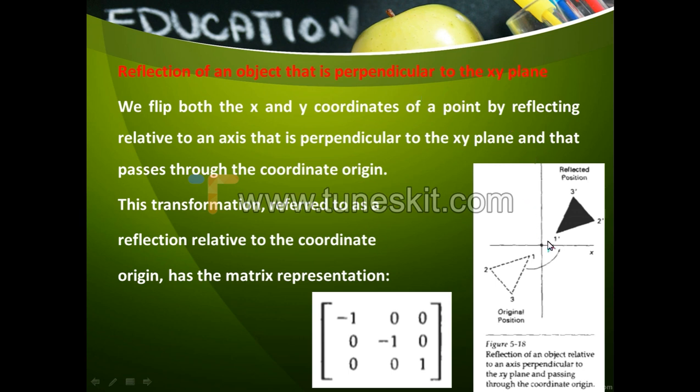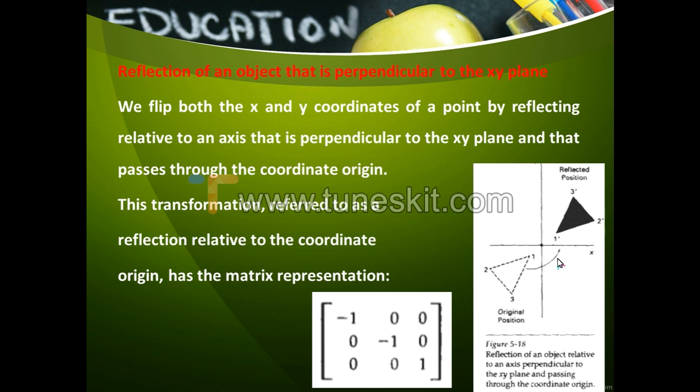Perpendicular to the xy plane and passes through the coordinate origin. This is your coordinate origin. So this is your reflection of an object relative to an axis perpendicular to the xy plane and passing through the coordinate origin. This is your third case.